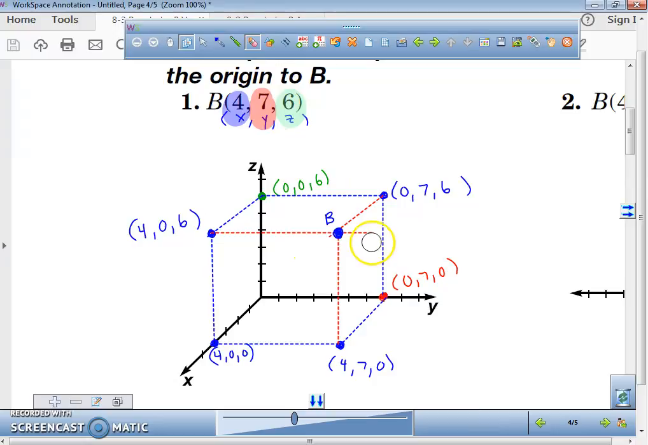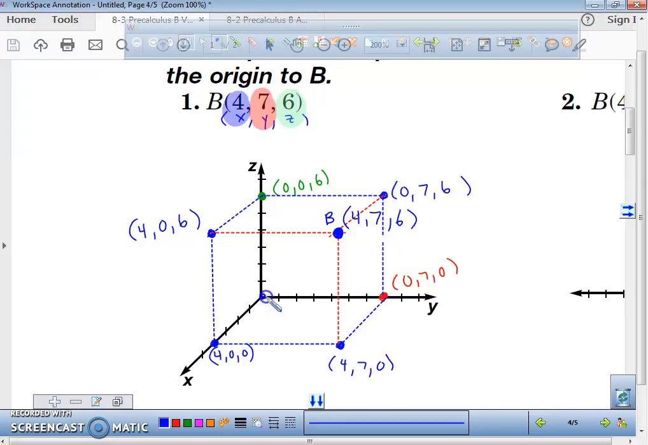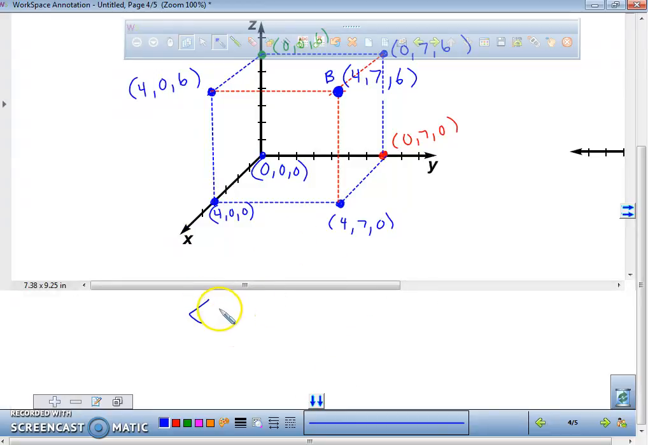I'm going to erase right here. Let's go over right there. Alright? Hopefully you guys can see that this ordered triple right here is where 4, 7, 6 is. That's where it's located. Alright? Where did we start from? We started from this place called the origin, where you're at 0, 0, 0. This is the ordered triple 4, 7, 6. Now, if you wanted to write that as a vector ordered triple, you would say <4, 7, 6>.